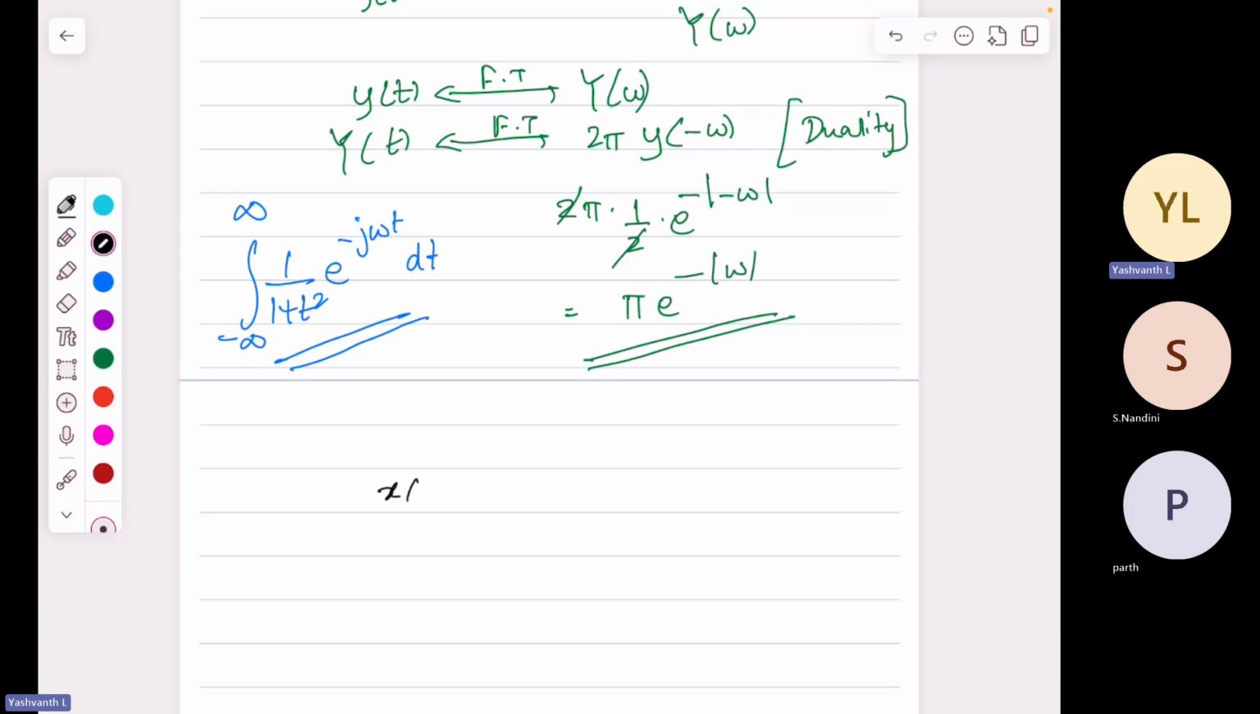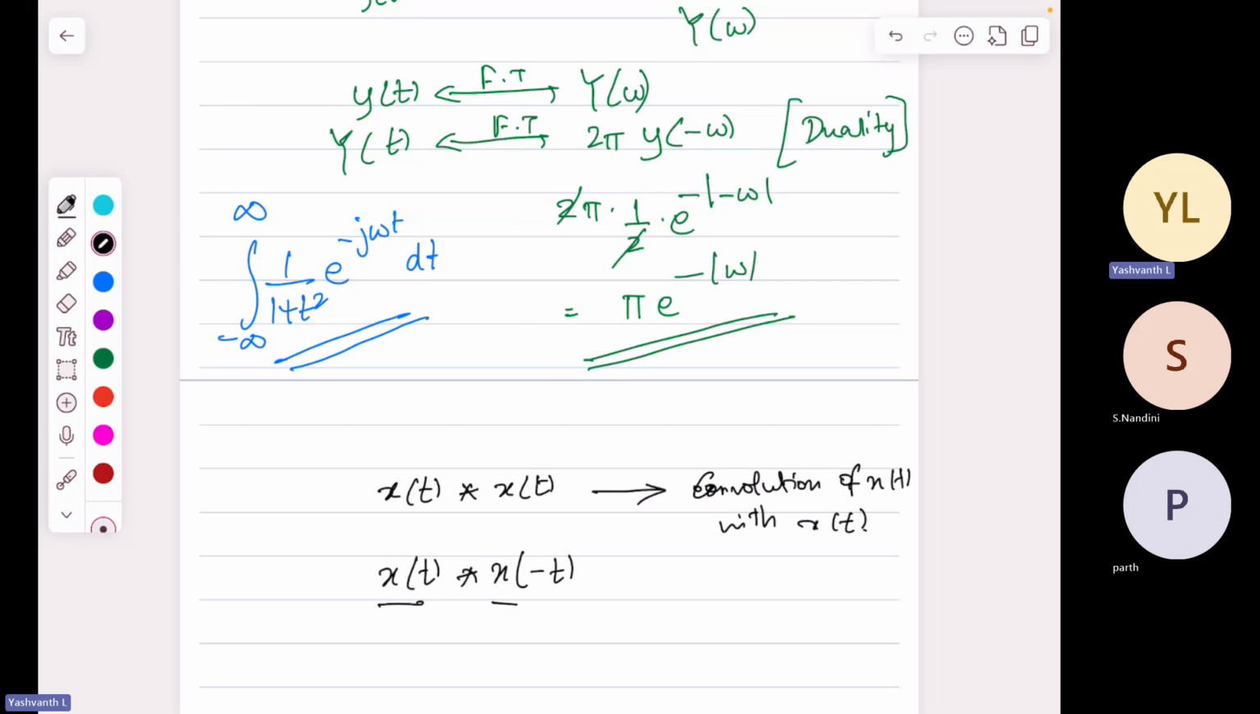So x of t convolve with y of t is basically convolution. Maybe I'll write like this: x of t convolve with x of t is nothing but convolution of x of t with x of t. Is it correct? But if you convolve x of t with a time reversed version, x of minus t, that is called autocorrelation of x of t.